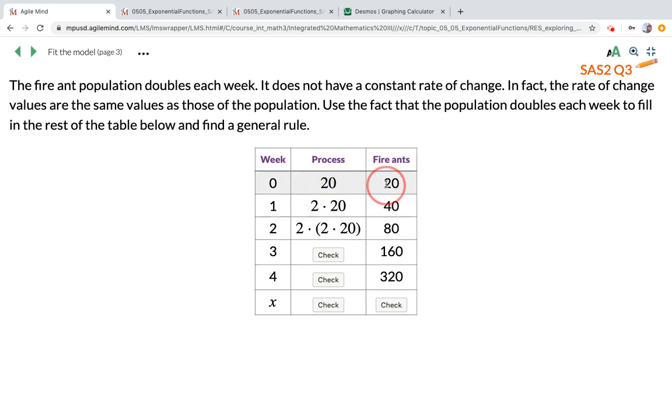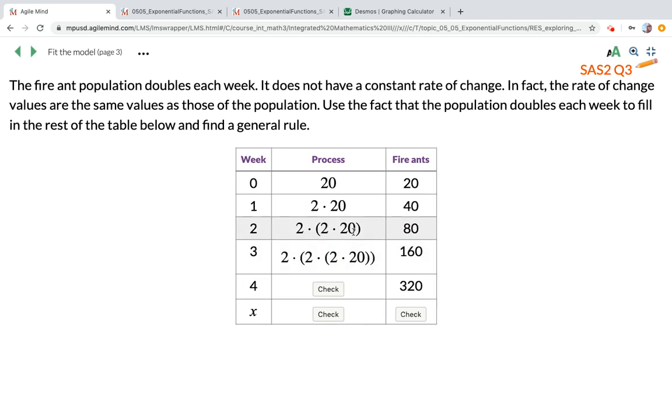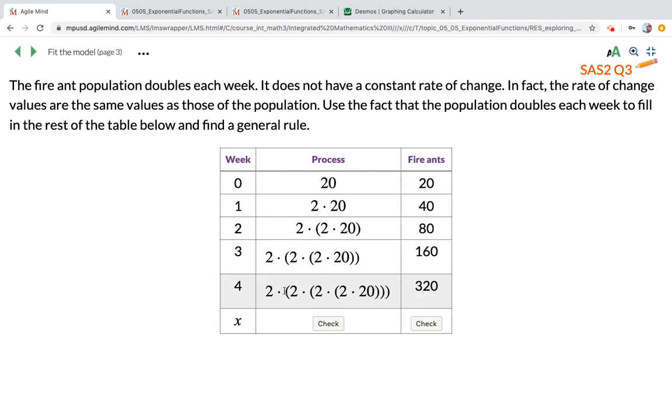So we started off with 20, and then we had 2 times 20. But then we doubled our 2 times 20 to get 80. But that means I'm going to double my 2 times 2 times 20 to get 160. And then we're going to double that, so 2 times 2 times 2 times 2 times 20 to get my 320. And hopefully you're noticing a pattern here.